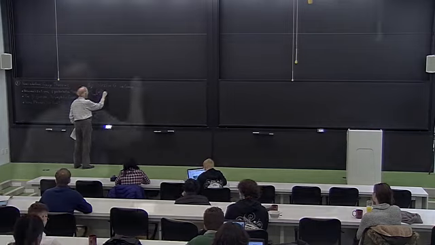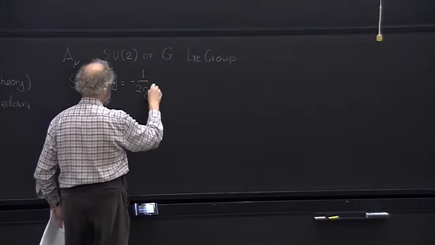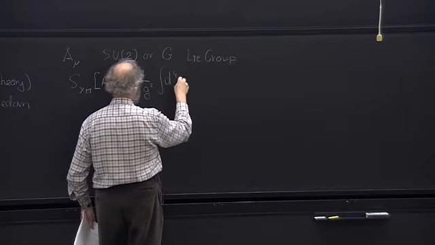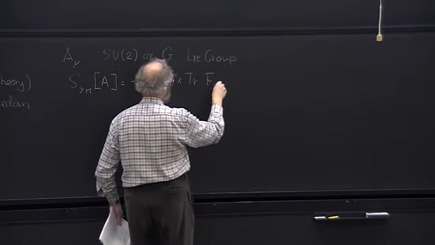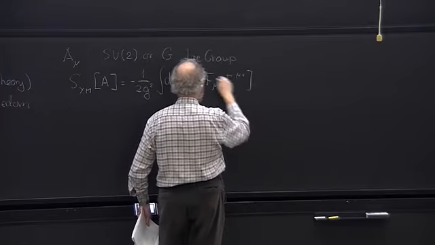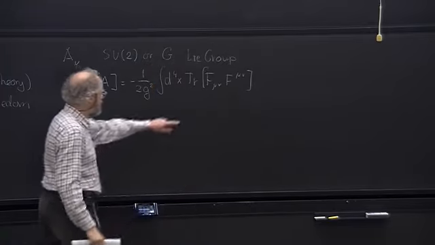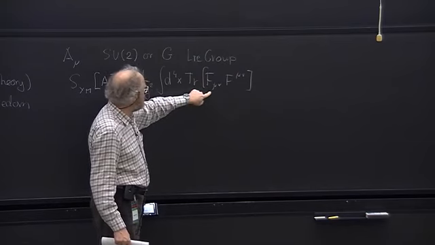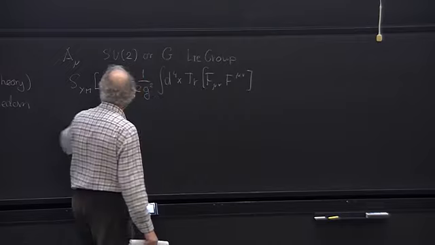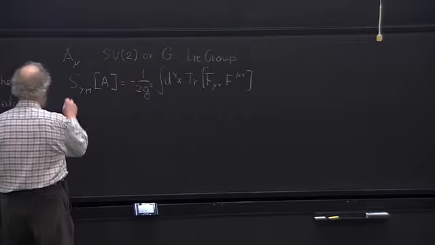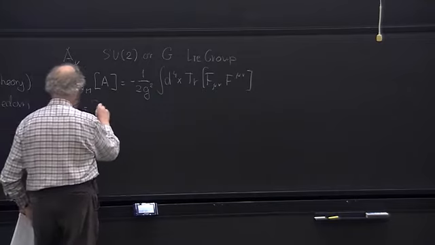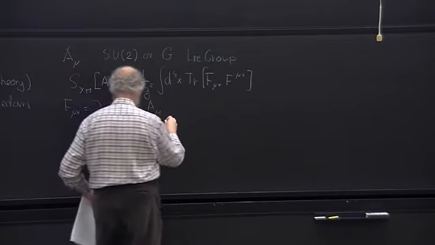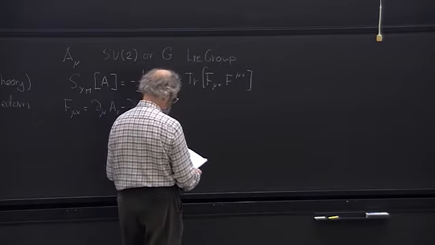classical Yang-Mills action, which is minus 1 over 2g, well, let's call it g squared, integral of d4x trace of F mu nu F mu nu, where F mu nu is a stress tensor, the curvature tensor associated to the A mu. So F mu nu is d mu A nu minus d nu A mu, and minus or plus, I never remember why.